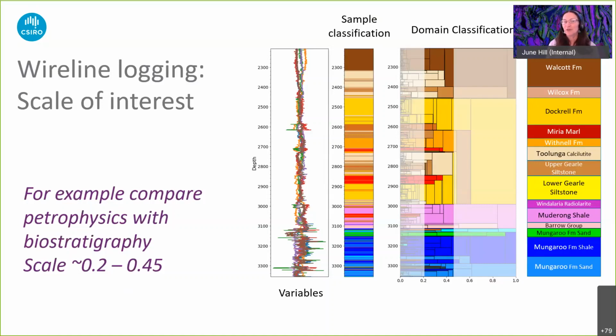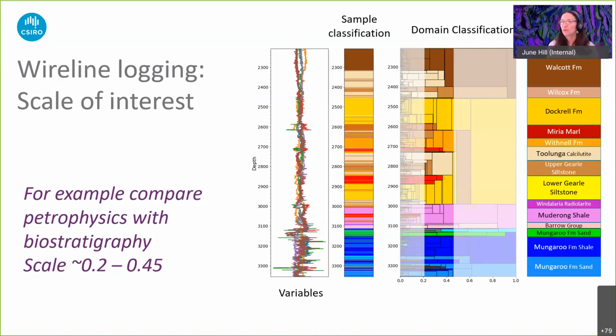So if we're looking at around about 0.2 to 0.5, the scale there is very similar to the biostratigraphy scale. And we can see that at the top of the hole, the biostratigraphy and the petrophysics change at the same depths. But when we get further down the hole, we can see some differences. For example, if you look at that plummy purple Windalaria unit, at about 3,000 millimeters, the petrophysics changes right in the middle of that unit. So even though biostratigraphy-wise it's all the same, the petrophysics isn't the same in that unit.